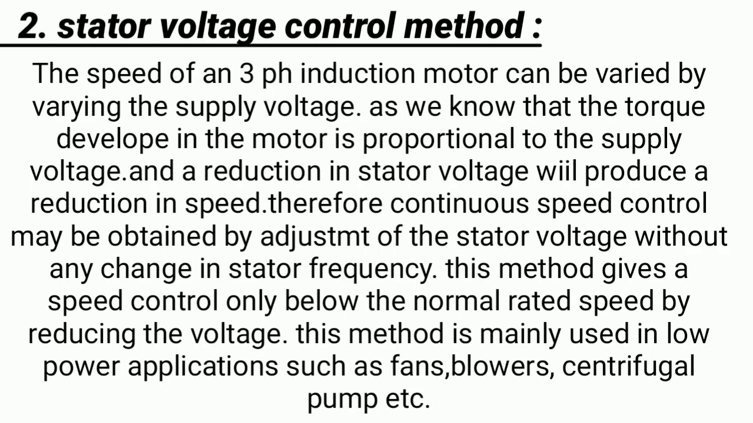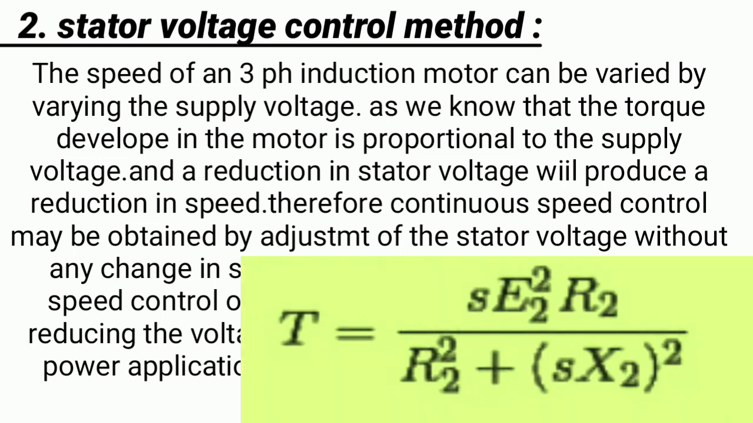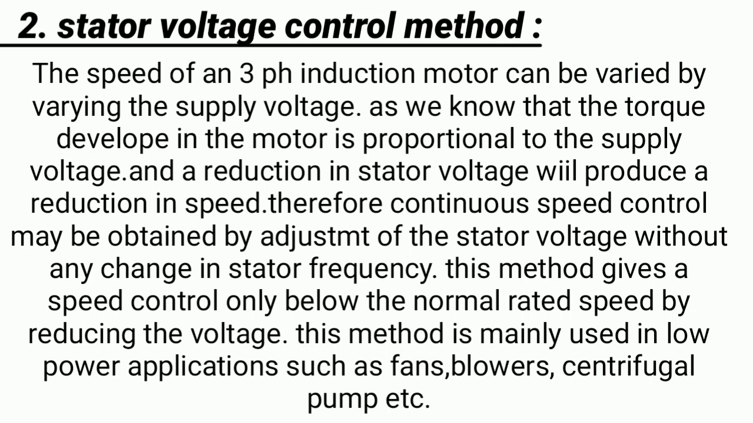Next is stator voltage control. Stator voltage control is a method used to control the speed of an induction motor. The speed of an induction motor can be varied by varying the supply voltage, as we see from the equation that T varies as S E2 square R2 divided by (R2 square plus (S X2) square). The torque developed in the rotor is proportional to the square of the supply voltage, and a reduction in stator voltage will produce a reduction in speed.